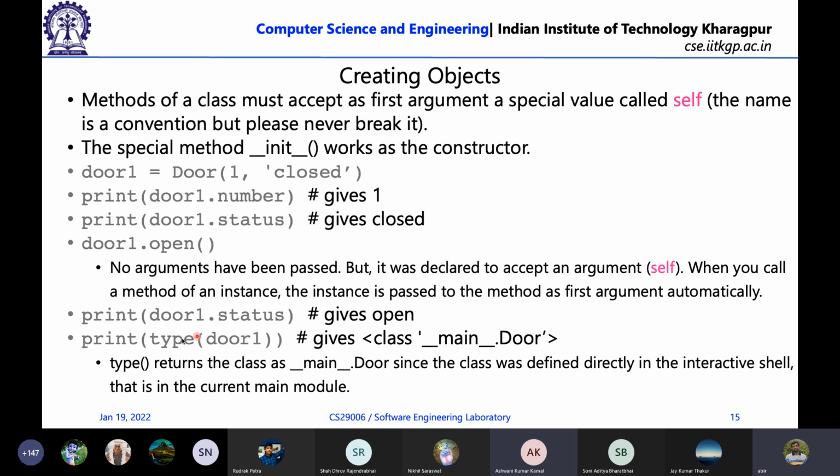Now if you try to print the type of door1, type means what type of variable this is. It gives __main__.Door.